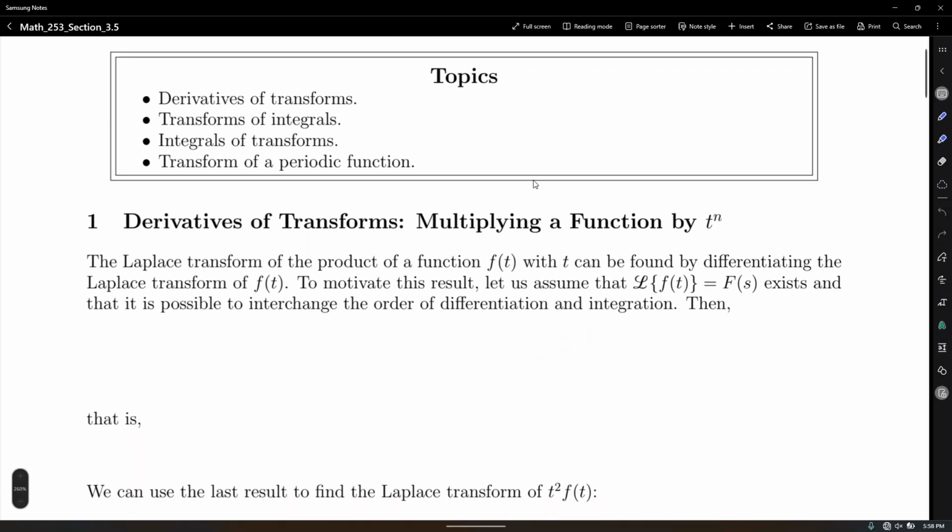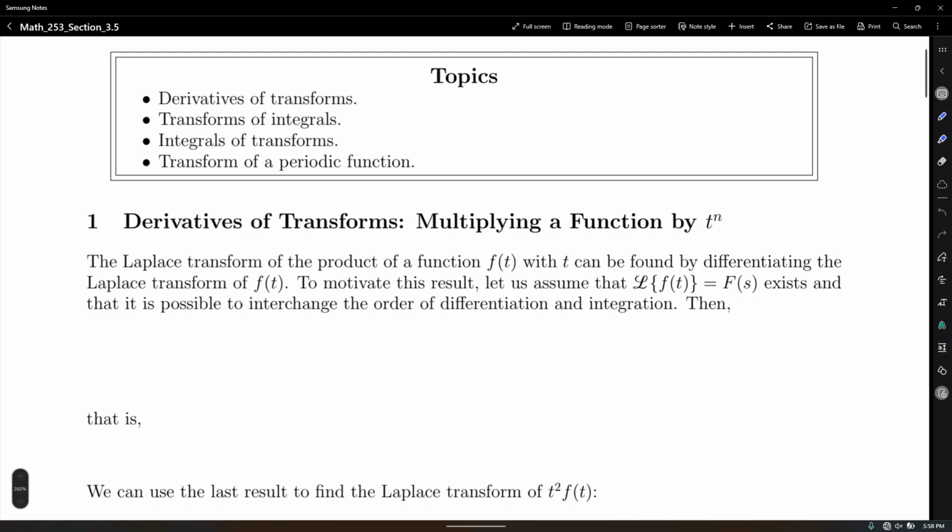Derivatives of transforms is essentially multiplication by a power of t. So the Laplace transform of the product of a function f of t with t can be found by differentiating the Laplace transform of f. To motivate this result, let's assume that the Laplace transform of f of t is simply F of s. That's what we have been doing. Nothing crazy, right?